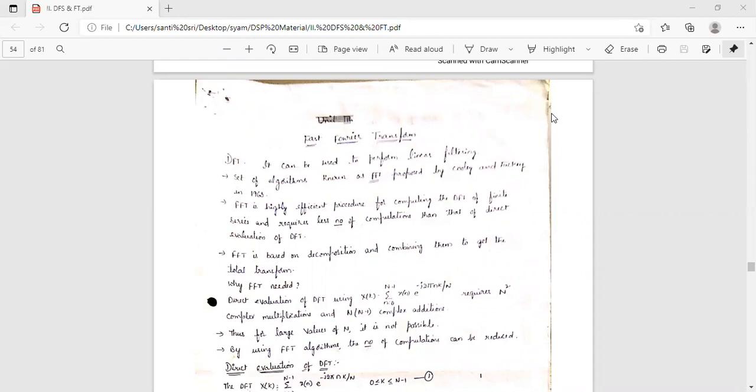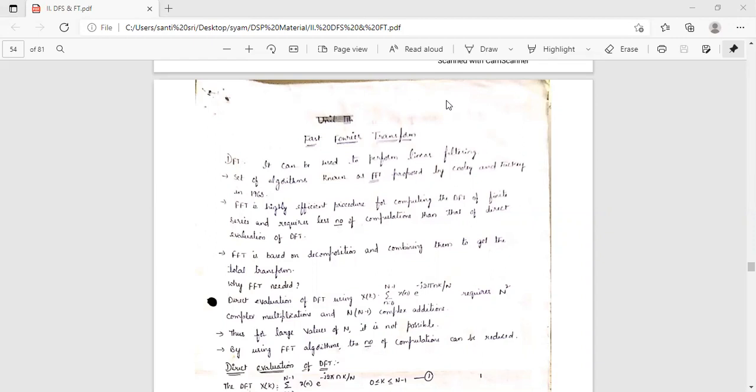So already initially we discussed about the DFT, discrete Fourier transform. It can be used to perform linear filtering. Okay, so here DFT is used to perform only linear filtering. But what is meant by linear filtering? Set of algorithms known as FFT. So DFT is used for linear filtering. So set of algorithms known as fast Fourier transform, which is proposed by Cooley and Tukey in 1963.